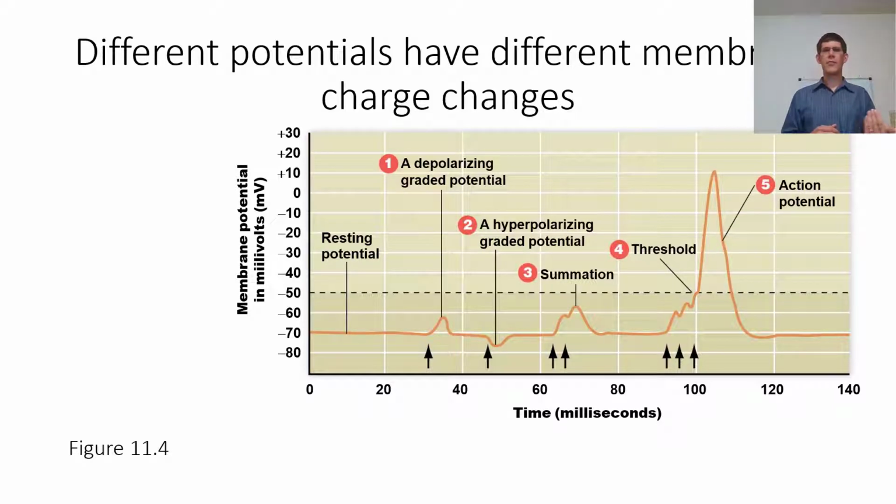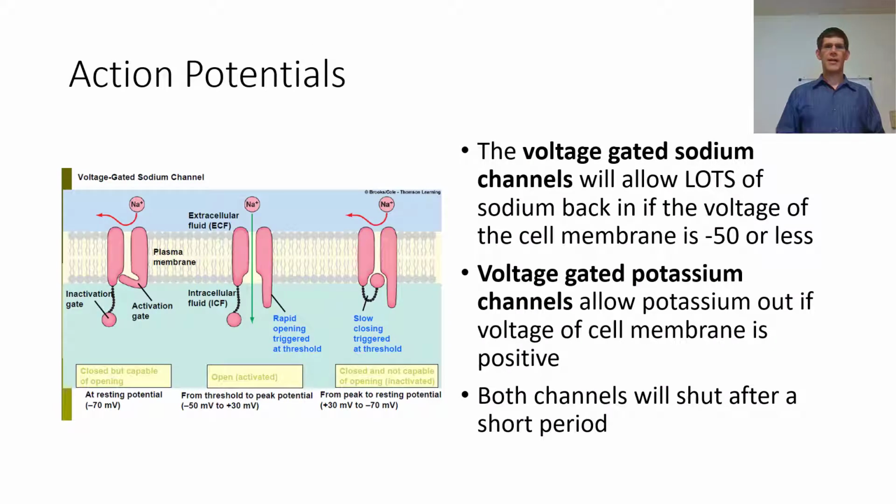Now, if 2 of these graded potentials occur in summation, where one occurs and before the resting potential can be resumed, another occurs, you get what is called summation, where you're adding together the 2 graded potentials. If you add a depolarizing and a hyperpolarizing, you can kind of get no real effect. But if you add 2 depolarizing, you may be able to reach something called threshold. Threshold is where you're going to create what's called an action potential. Now let's look at how that happens exactly.